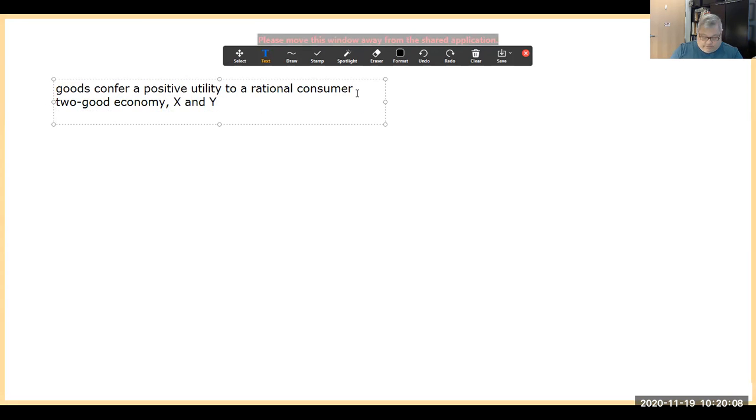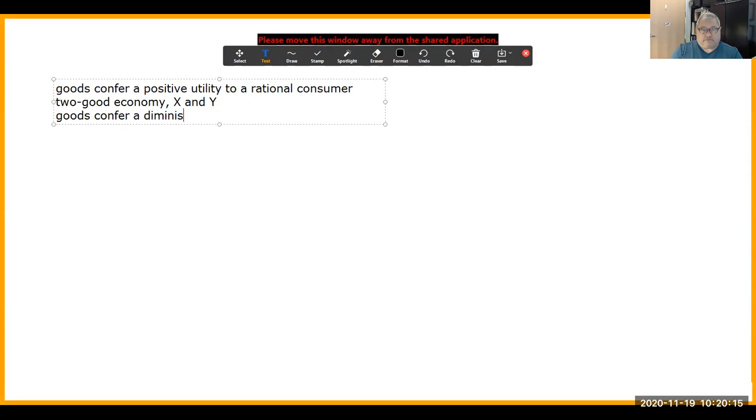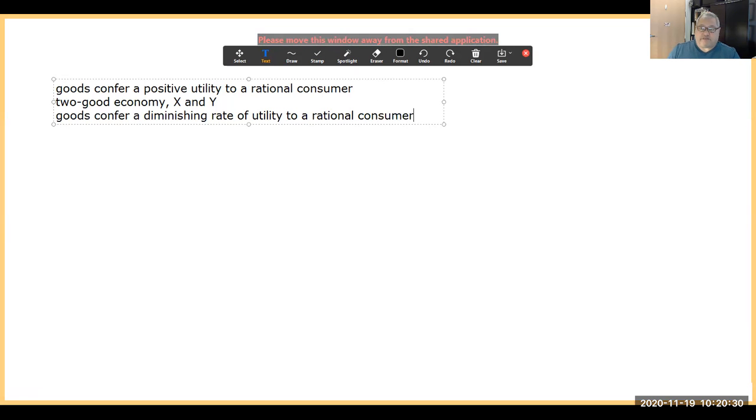And we're also going to assume that goods confer a diminishing rate of utility to a rational consumer. And we call this an application of the law of diminishing returns, which means that every time you consume 1 more unit, the total utility conferred by that extra unit is less than the previous unit.